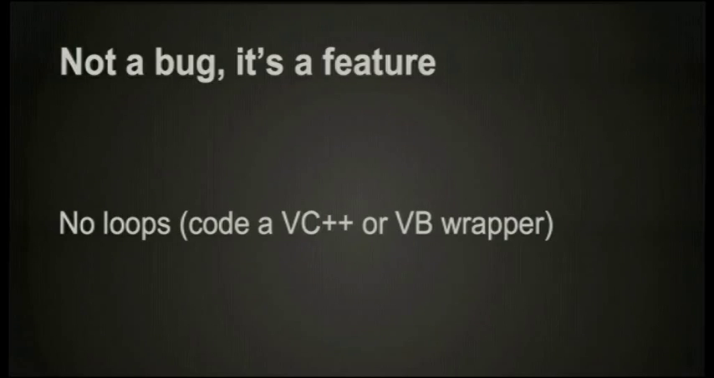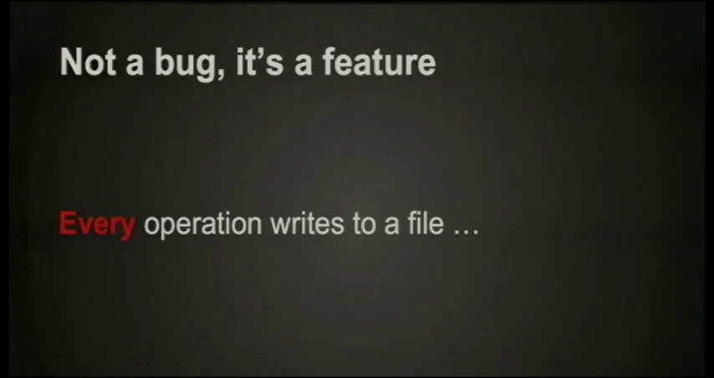Next thing, it doesn't have loops, so you end up having to write a C++ or Visual Basic wrapper around some of this stuff, which is just like, what the hell? This tool is supposed to be used by people that are in GIS and not actual coders. One minute. The next thing, every operation writes to a file. So if you can imagine doing x equals 3 in Python and then having that dump itself to a file, that's how good Idrisi was. Yeah, and that's all.